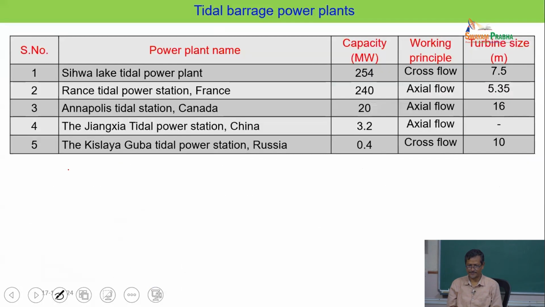I'll avoid the mathematics part. Okay, some examples of tidal turbines. You see Sihwa Lake, South Korea, 254 megawatt turbine, turbine size 7.5 meter. I think 6 turbines they placed and they are getting 254 megawatt. But if you want to get similar energy from a wind turbine, the turbine size will be too big. And maybe multiple turbines you have to put, and that will be very big actually.